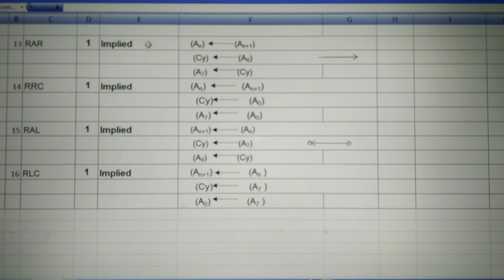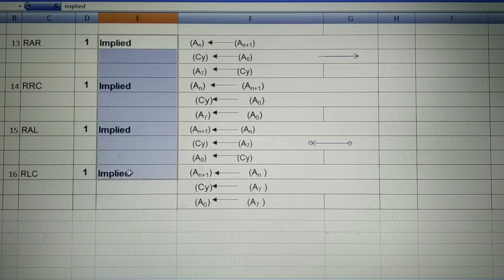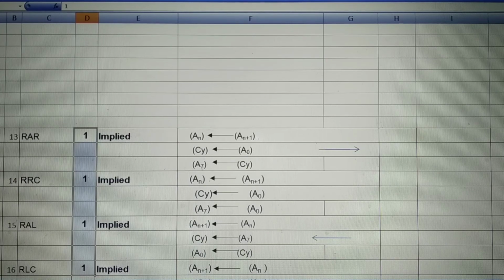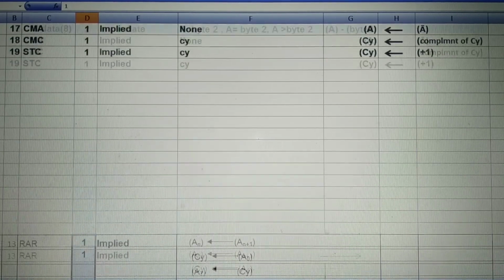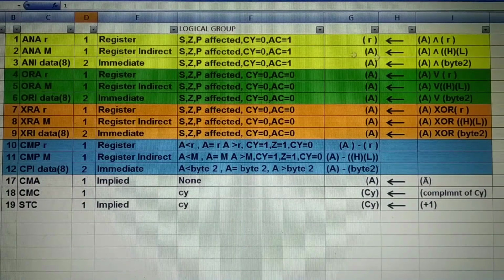For all the four instructions, addressing mode is said to be implied or implicit. All the four instructions are of 1 byte and for all the four instructions only carry flag gets affected. Remaining flags are going to remain the same. These are the four instructions from rotate group and these are the total 15 instructions.